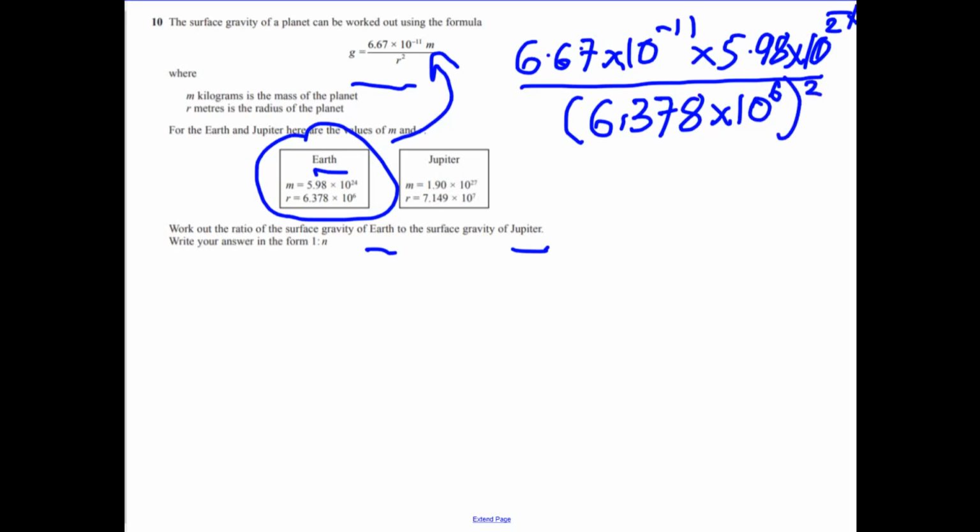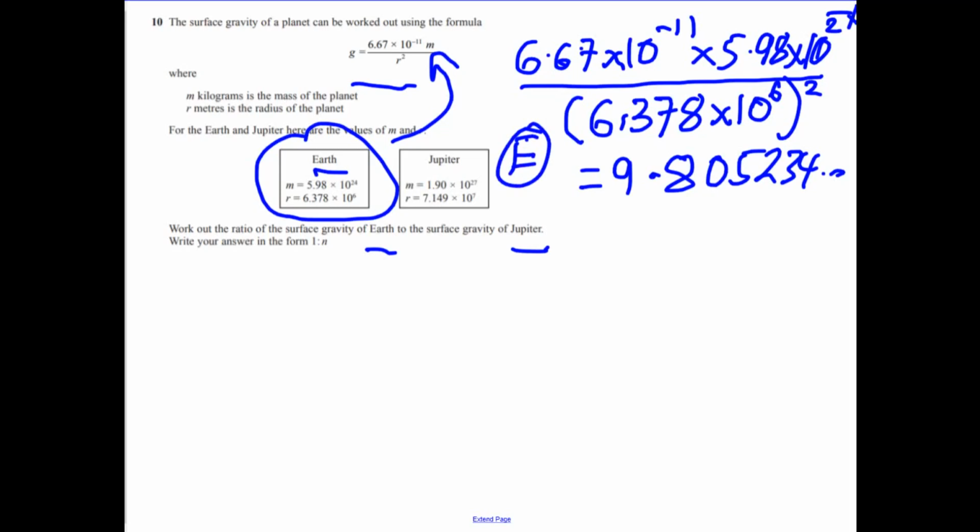So if you put that in, you should get 9.805234, and there's a little bit more to it as well. Okay. So that's for Earth.